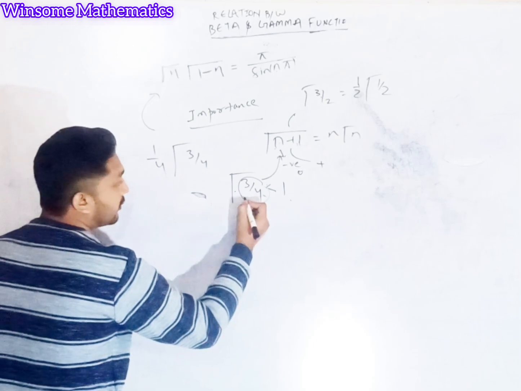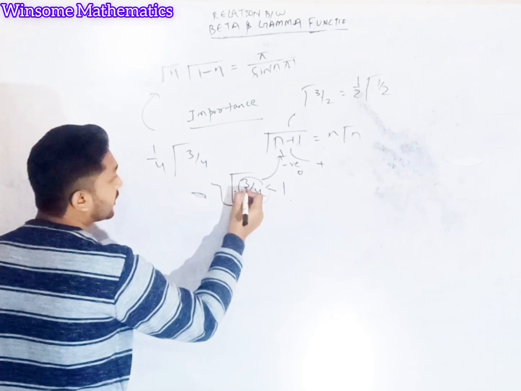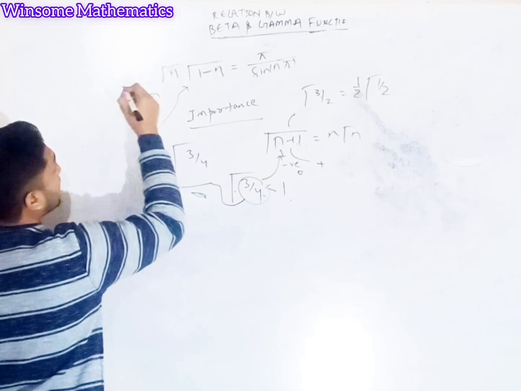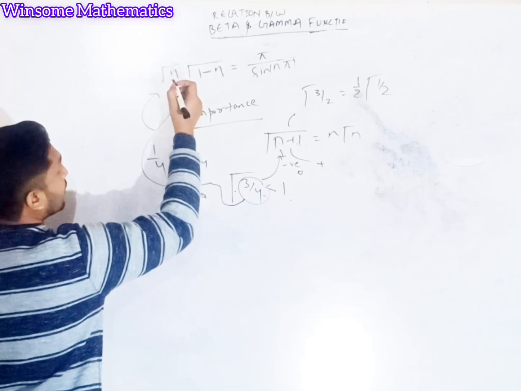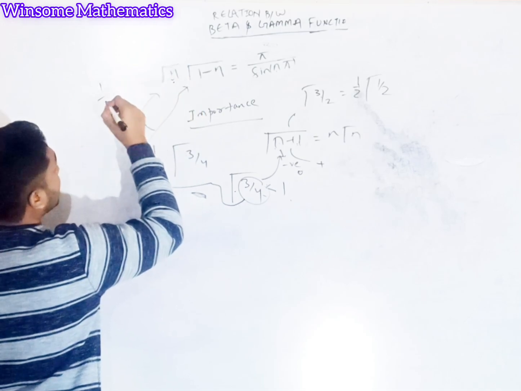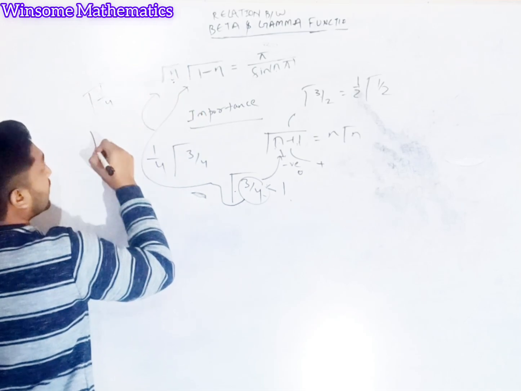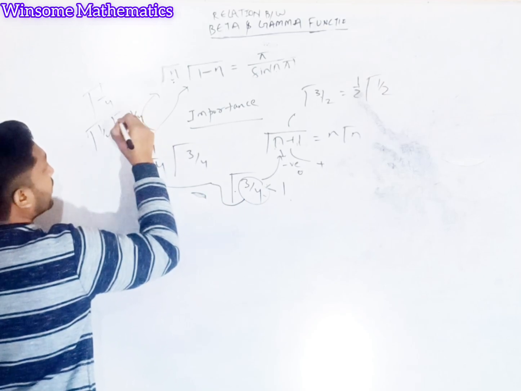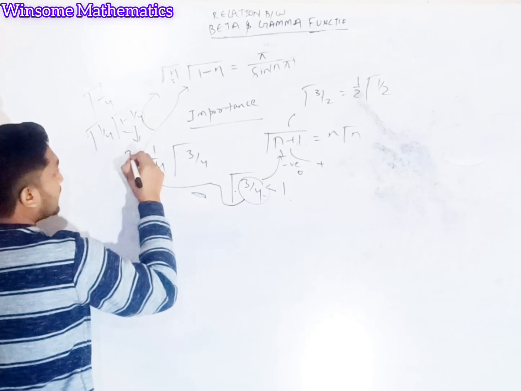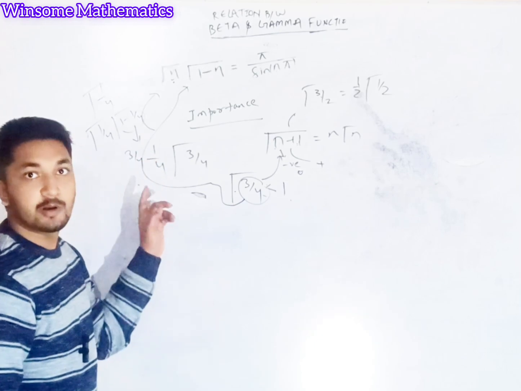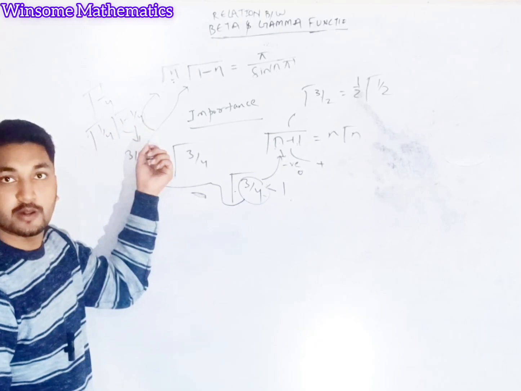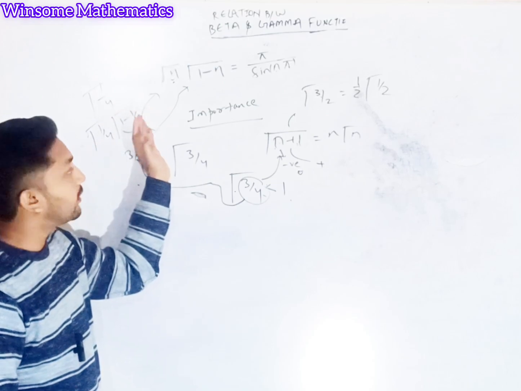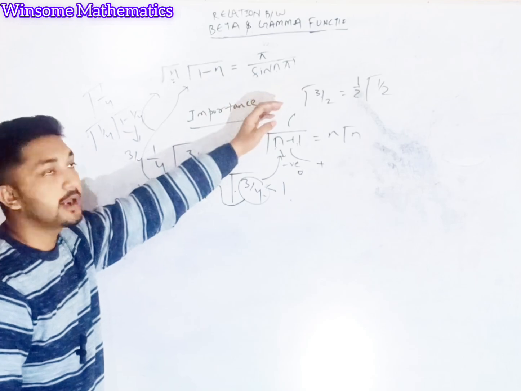So suppose we try to convert 3 by 4 into this form. Whenever we put n equal to 1 by 4 here, what will we get? That is gamma 1 by 4 into gamma 1 minus 1 by 4, and 1 minus 1 by 4 is 3 by 4. So we are getting 3 by 4 inside this gamma function. Okay, now we can easily solve this. Gamma 1 by 4 into gamma 3 by 4 is equal to pi upon sine n pi.